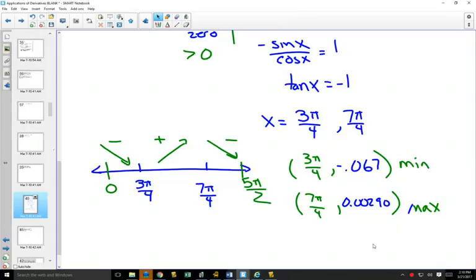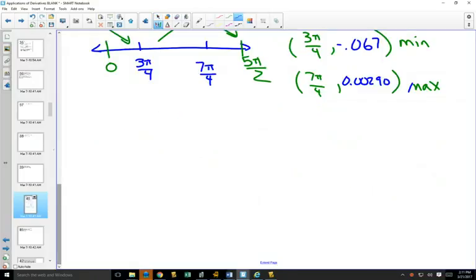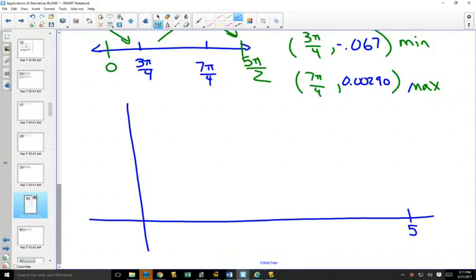So we have now our minimums and our maximums. We needed our calculator to get those y coordinates. Those aren't mental math kind of coordinates that you could figure out. Now, as far as graphing this goes, one pi over 2, 2 pi over 2, 3 pi over 2, 4 pi over 2, 5 pi over 2.